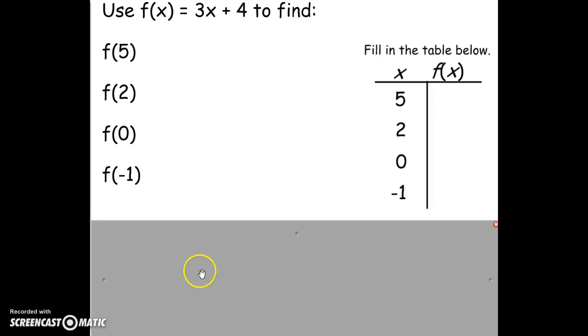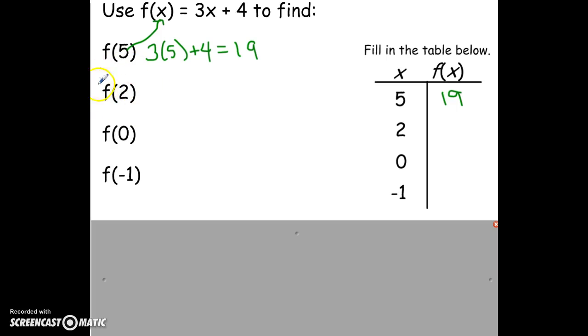So let's practice. F of x equals 3x plus 4. So f of 5, that means we're replacing the x with 5, means 3 times 5 plus 4. 3 times 5 is 15, plus 4 is 19. So when x is 5, the function equals 19.